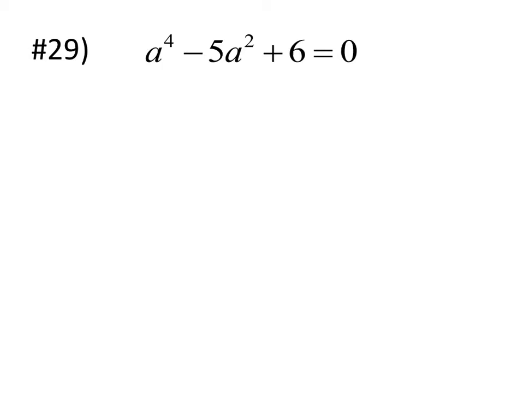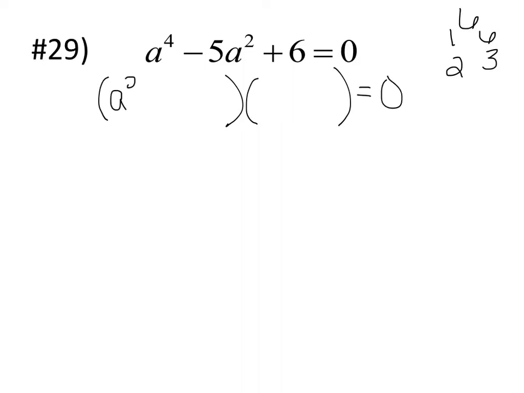Number 29 says a to the fourth minus 5a squared plus 6 is equal to 0. So I'm just going to factor this like normal. Multiply your coefficient of your first and last term. You get 6. List the factors of 6, 1 and 6, 2 and 3. Now both of those are going to give you 5, so we need to figure out which one works. So let's build our houses.